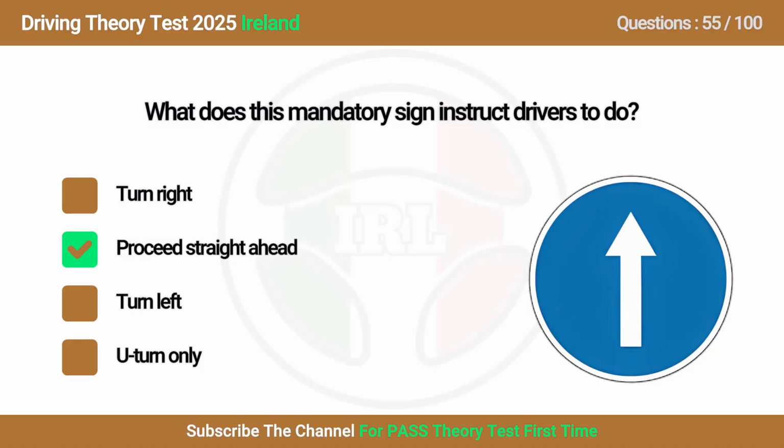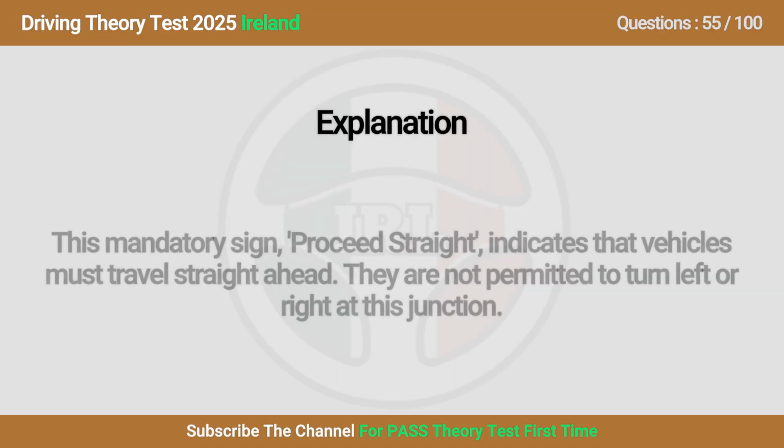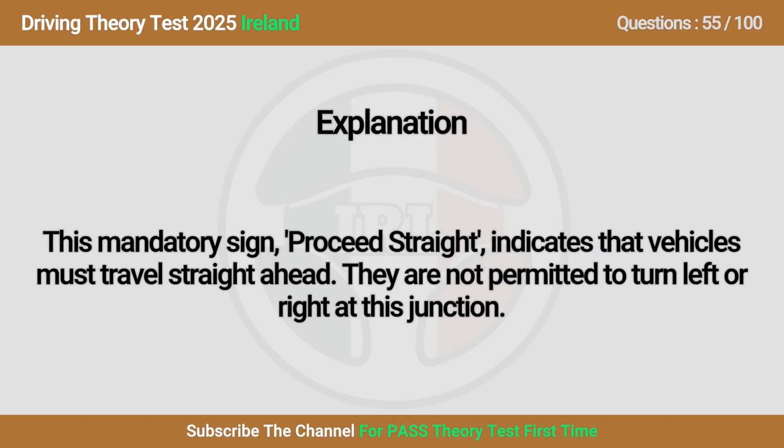Answer is B. Proceed straight ahead. This mandatory sign, proceed straight, indicates that vehicles must travel straight ahead. They are not permitted to turn left or right at this junction.